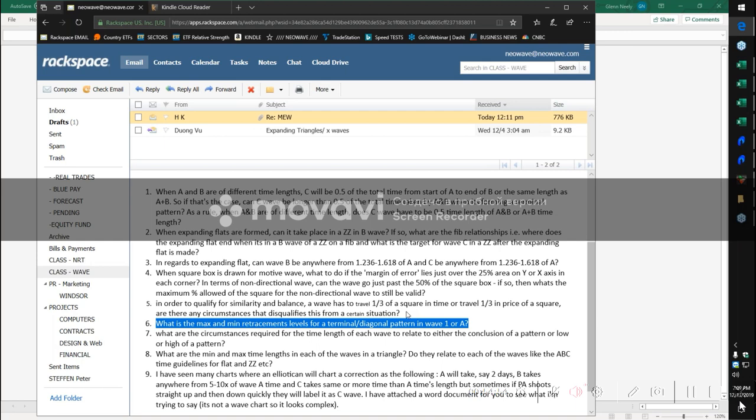Right. Okay. So what is the minimum maximum retracement? So you're saying if you have wave 1 and it's a terminal pattern, is that what you're asking? Okay, well, wave 1 can't be a terminal pattern. Wave 5 can be a terminal. Wave C can be a terminal. No other wave can be a terminal pattern.